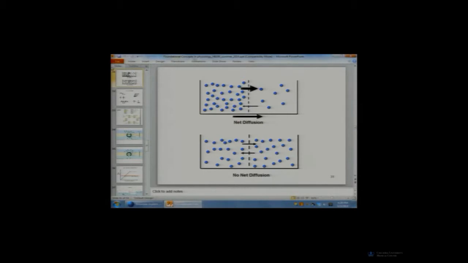And the rate of diffusion can be altered or increased or determined by a variety of things. So there's something called Fick's law. Very smart man, Mr. Fick. He came up with several factors that are going to determine the rate of diffusion. The first is the magnitude of the concentration gradient.